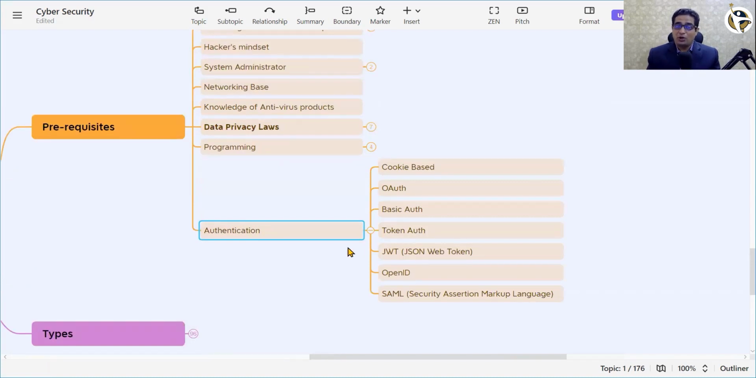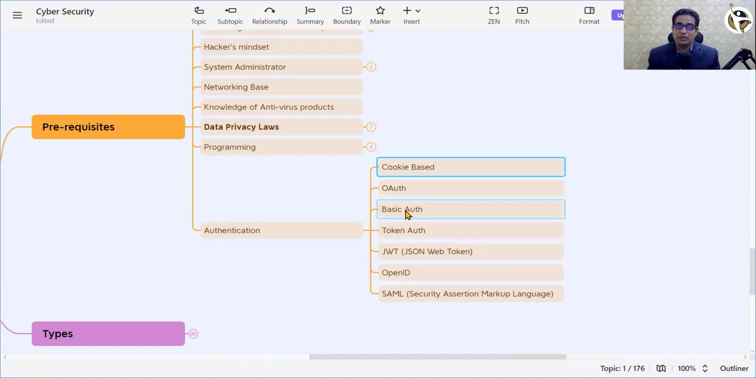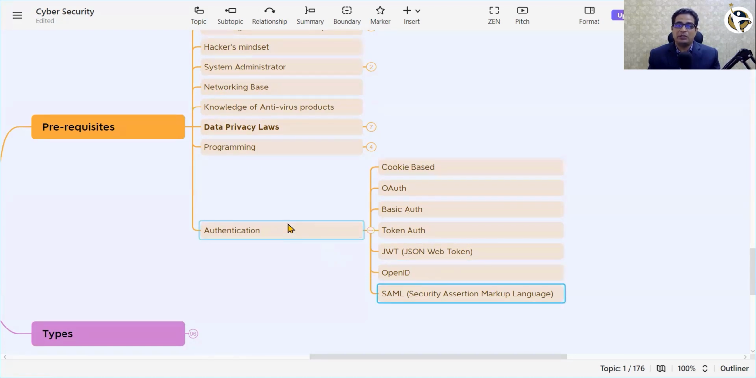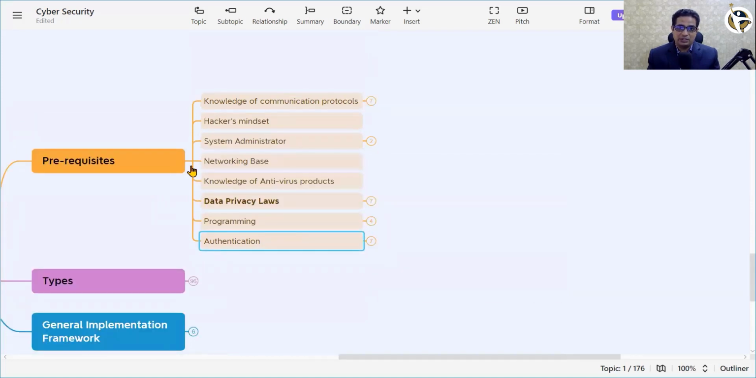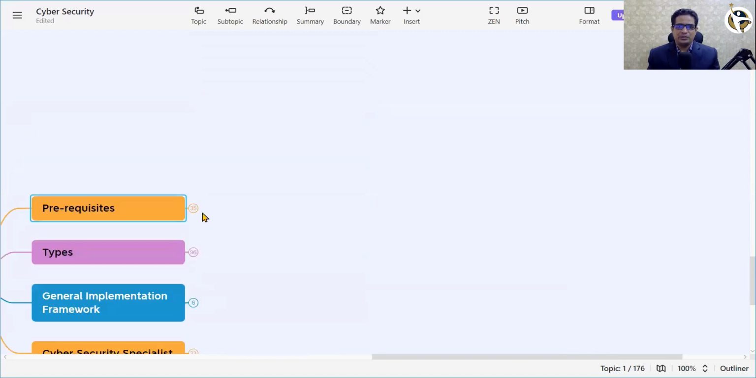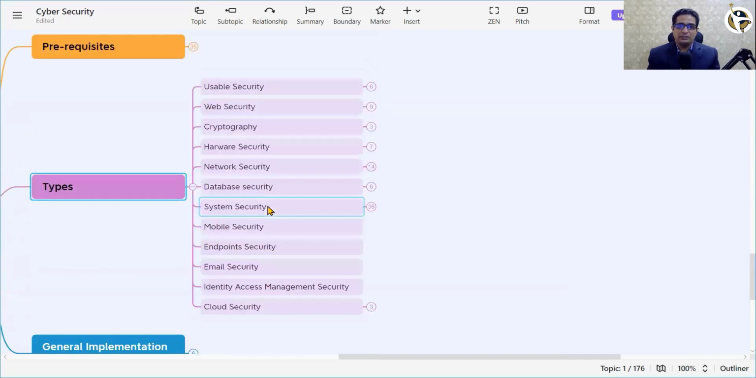Apart from that, authentication plays a very important role, and that's where you need to know cookie-based authentication, OAuth, basic auth, token auth, JWT (JSON Web Tokens), OpenID, and the SAML protocol. These are some of the authentication methods you need to know as a prerequisite as part of your cybersecurity journey. Now coming to the next part, that is various types of cybersecurity.